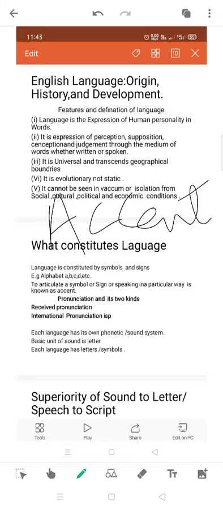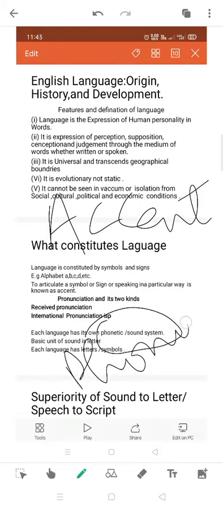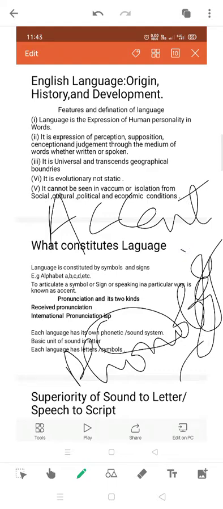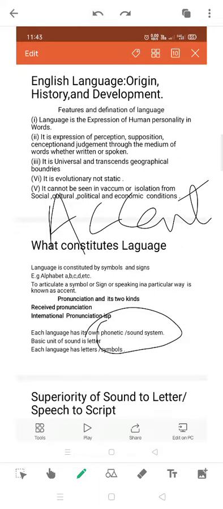So received pronunciation is that which one imbibes from his or her culture, and the international pronunciation is the pronunciation which has been standardized in order to cease the variety and variation in the pronunciation. So each language has its own phonetic or sound system. This is called phonology. So phonology is basically the sound system of a language.